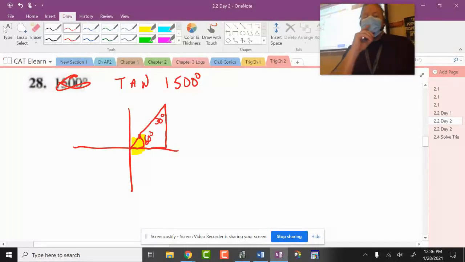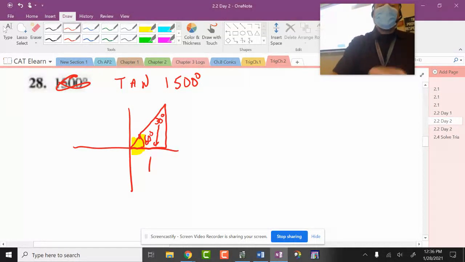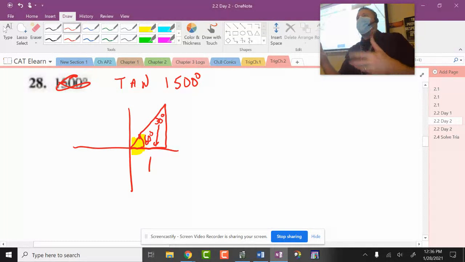What's the side opposite 30? Wait, did we do this one? We did a 30, 60, 90, right? So what side do we pick for opposite 30? She said A, but we can pick anything we want, and we'll pick 1.